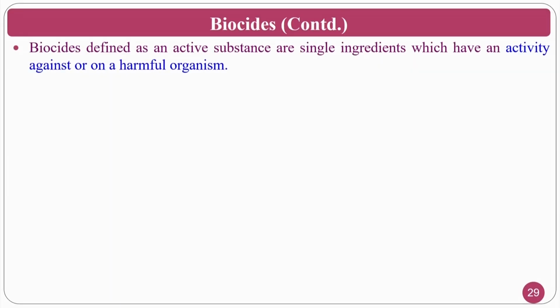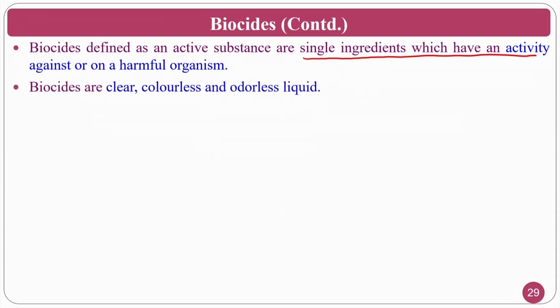Biocides are defined as active substances or single ingredients which have an activity against harmful organisms. That means the bacteria, fungi and other organisms will not grow when you add the bactericides, because it will kill them. Biocides are clear, colorless and odorless liquids, because rancidity means a bad smell. If this also gives a bad smell, then there is no meaning.